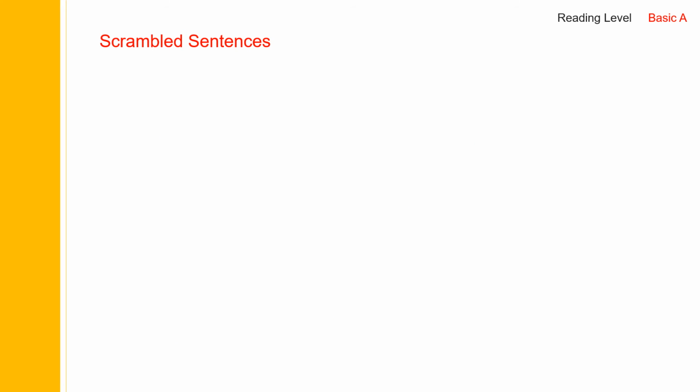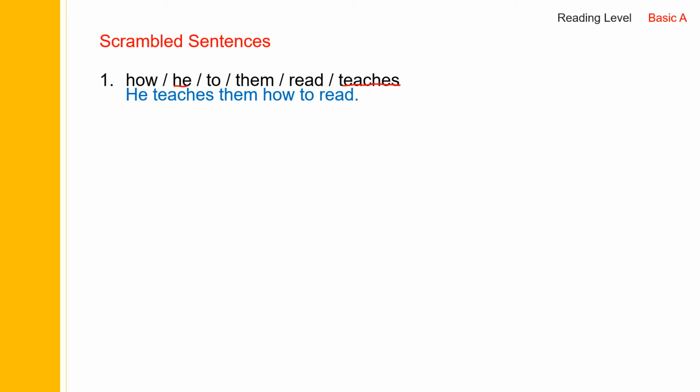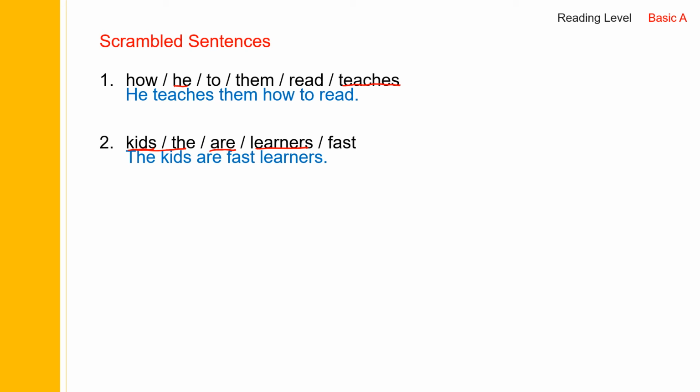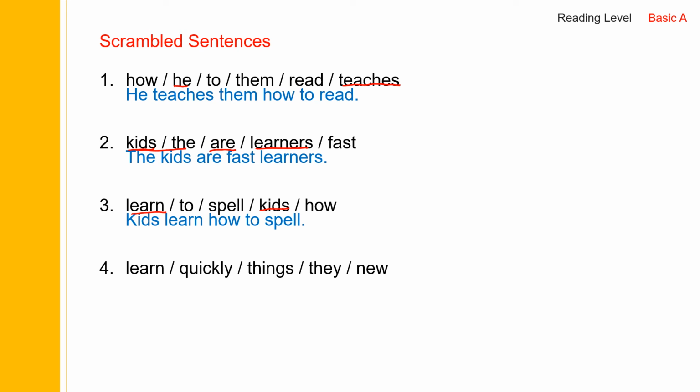Now let us do scrambled sentences. The first one, okay, we have he as the subject, and then teaches is the verb. He teaches them how to read. And next one, okay, so we don't see the subject, but here kids and learners. And the verb is are. So it looks like the kids is the subject. The kids are fast learners. And next one. Okay. So this one, how to spell? Kids. Okay. So kids is the subject and learn is the verb. Kids learn how to spell. And next one, they is the subject and learn is the verb. New things, object, quickly. They learn new things quickly.